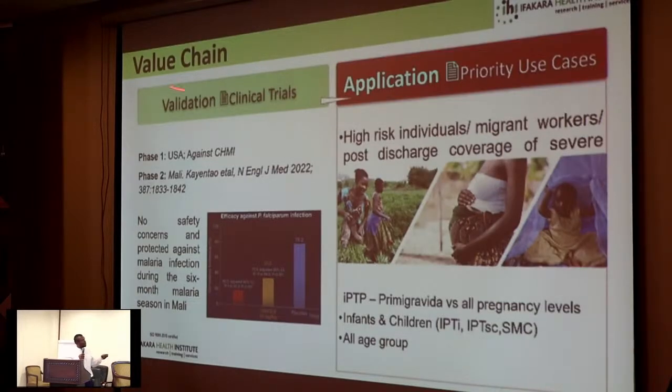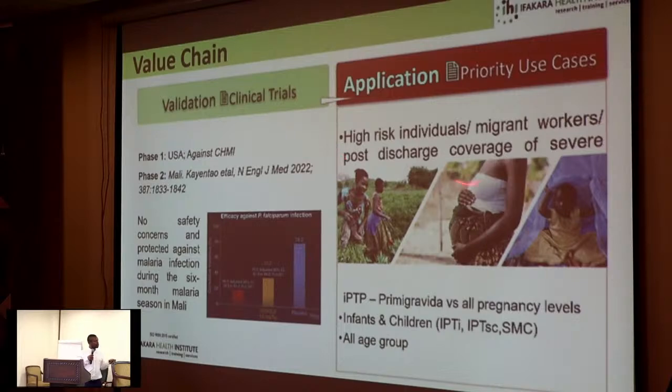Our role in this is basically the validation through clinical trials. This is our value chain, meaning that we validate the product so that it can become an application. In the same way that we validated vaccines, RTS,S and R21, and now they have been approved by WHO for use. We do the validation and they become applications. Our target is also to do the same with the monoclonal antibodies. It has already undergone some early studies in the US and also in Africa and Mali.